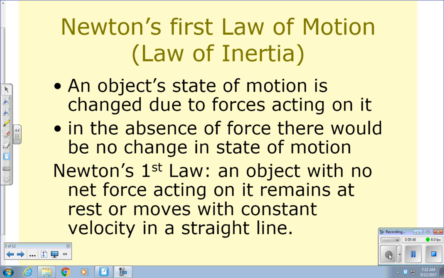You may have heard it stated as objects at rest will remain at rest, objects in motion will remain in motion unless they are acted on by a net external force. There's always more than one force acting on an object. Net force means that some of the forces are larger than the others, and so there's a total amount of force acting in a certain direction on the object. And that will cause it to move, accelerate.